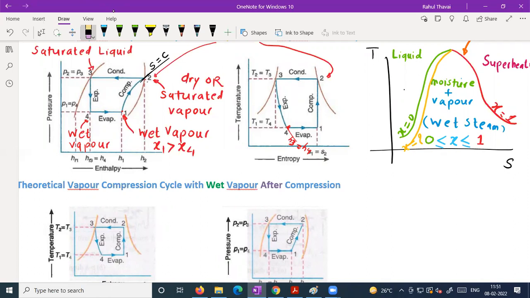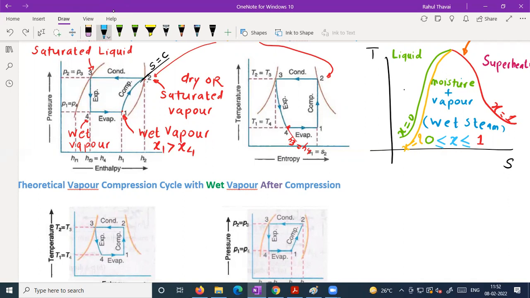So when you move to the right hand side, what happens? The steam becomes more and more dry. See here, when you move from the left hand side towards the right hand side, x is zero here, and the value of x goes on increasing as we move from left to right.